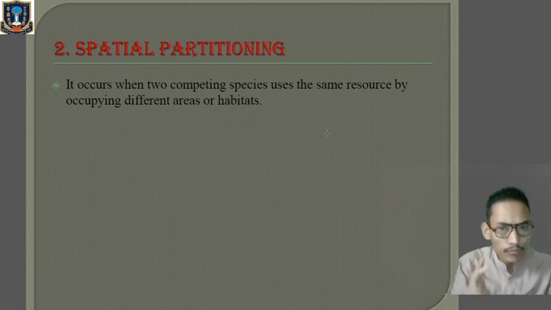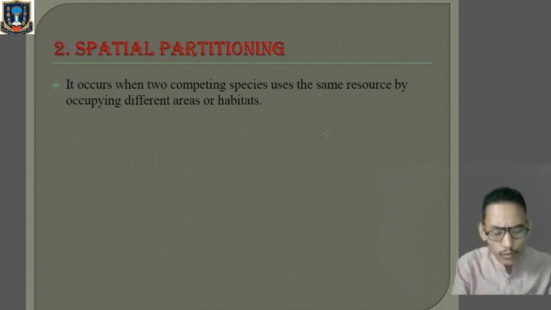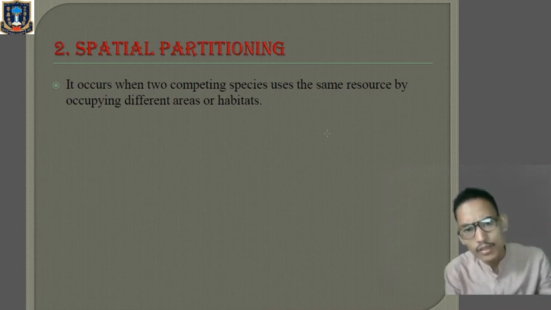Example: two species of fish feeding at different depths in a lake, or two species of monkey feeding on the same fruit in different parts of the forest.